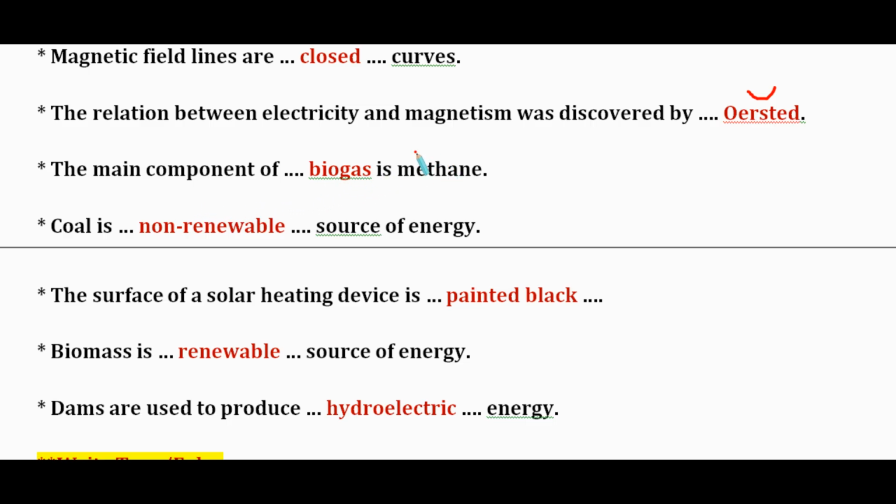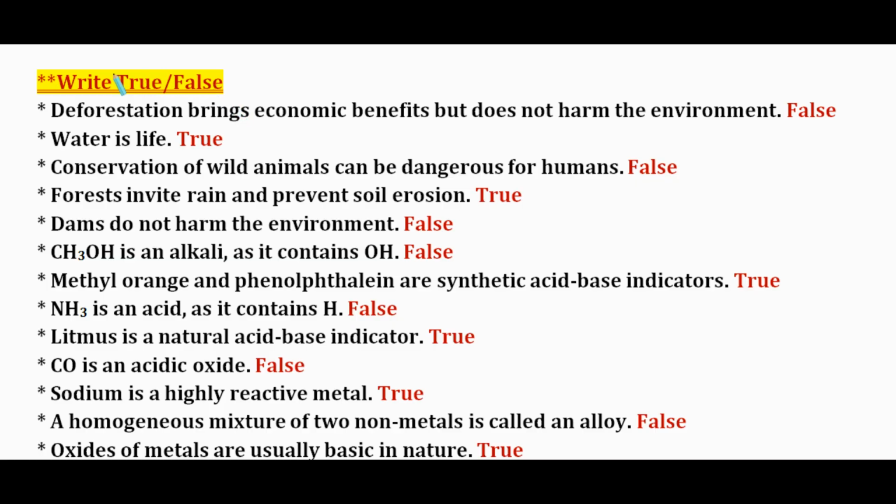The main component of biogas is methane. Coal is a non-renewable source of energy. The surface of a solar heating device is painted black. Biomass is a renewable source of energy. Dams are used to produce hydroelectric energy. Now write true or false for the points given below.